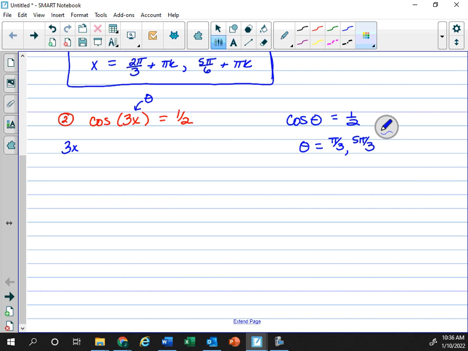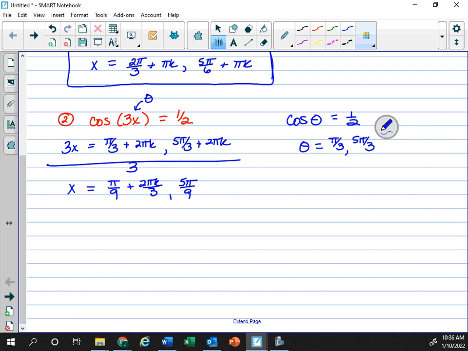right? That's what we said could be theta, equal to pi over 3 plus 2 pi k and 5 pi over 3 plus 2 pi k. And again, guys, why am I putting that plus 2 pi k? What in the directions told me to do that? All solutions, yes. Okay, then divide everything by 3. And we have some lovely answers here of pi over 9 plus 2 pi k over 3 and 5 pi over 9 plus 2 pi k over 3.